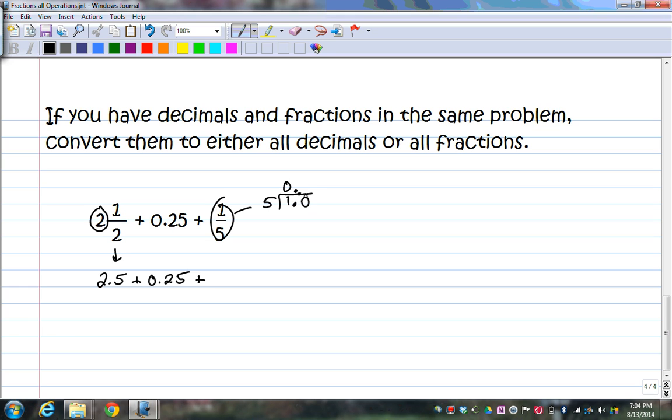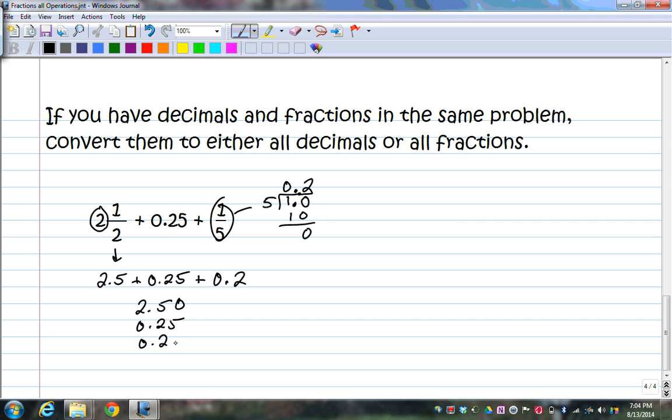5 can go into 10 2 times. 2 times 5 is 10. Subtract, there's no remainder, so I'm done. So this is plus 0.2. Now, we just have to add them all together. Simple, right? I think so. So we have 2.5 plus 0.25 plus 0.2.